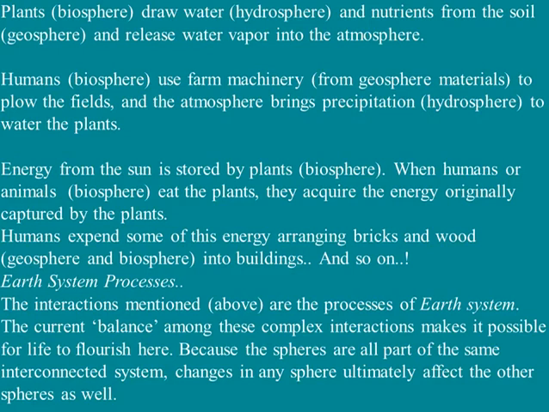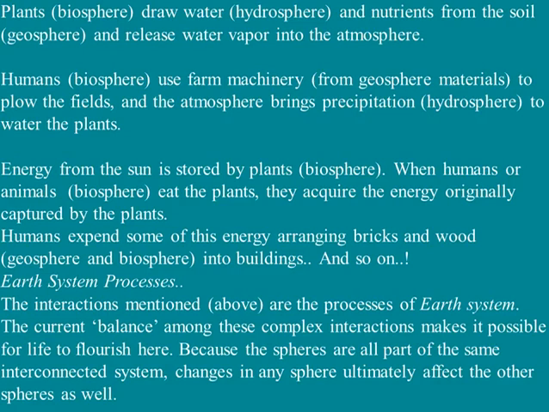In that time also, interaction of the four spheres. Humans use machinery from the geosphere; humans, being biosphere, plow the fields, which is also geosphere, and then the atmosphere brings precipitation in that form. You see, that's the hydrosphere as well, also the atmosphere's traction to water the plants, that is the biosphere. Energy from the sun, that's the basis of energy and matter interaction.